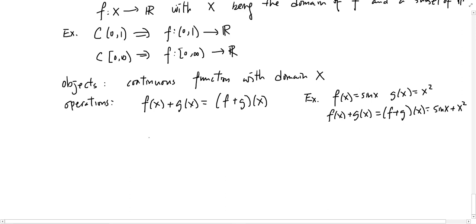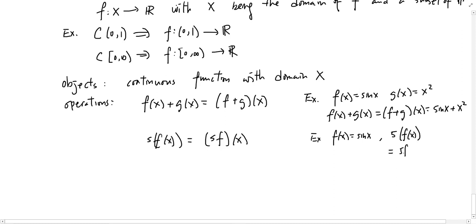And what happens to scalar multiplication? Suppose I have s times the function f of x. Then what would that be? Well, that just means s times f of x. So same example, if f of x equals sine x, then 5 times f of x would just be the same as 5f of x, and that is just equal to 5 times sine x. There you go.